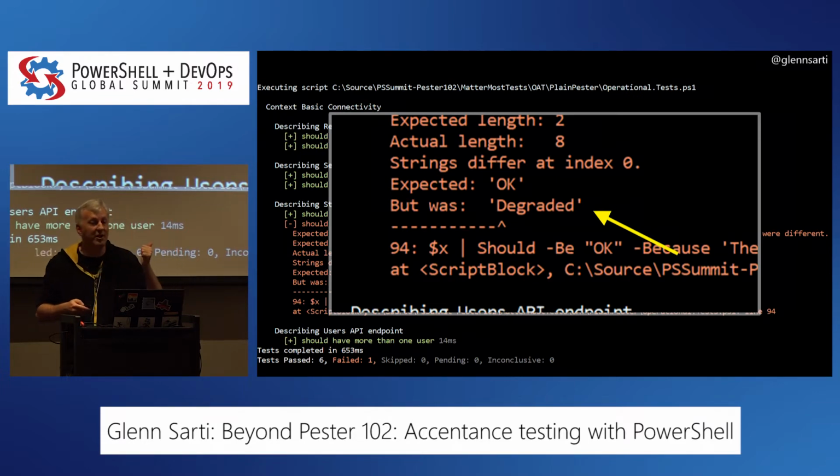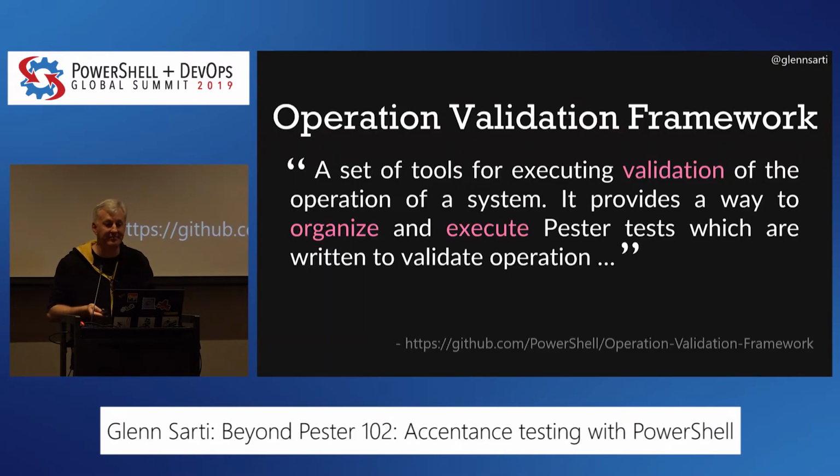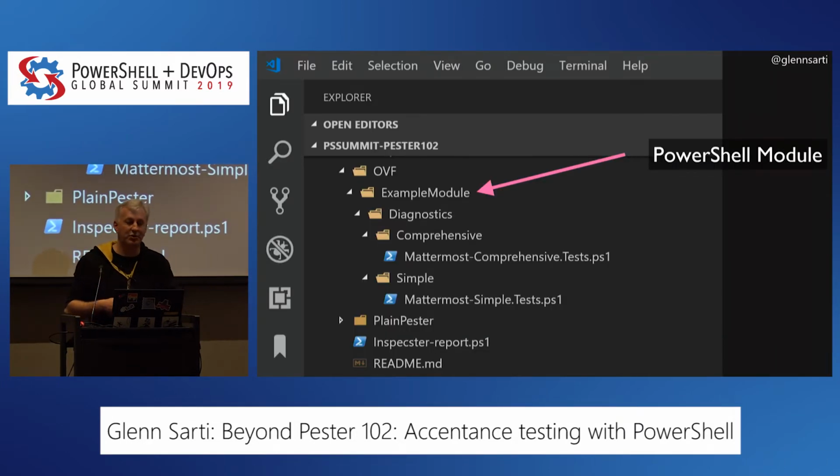And this is where the Operational Validation Framework comes in. And I think I'm stealing OVF talk's thunder today. The PowerShell OVF provides a way to organize and execute Pester tests which are used to validate operation rather than your feature sets. So what we can do is take our plain Pester files and package them up as a PowerShell module. First of all, we need a module directory. For this example, I used example module.